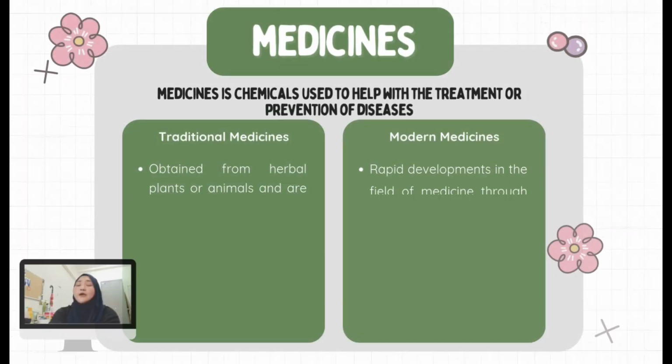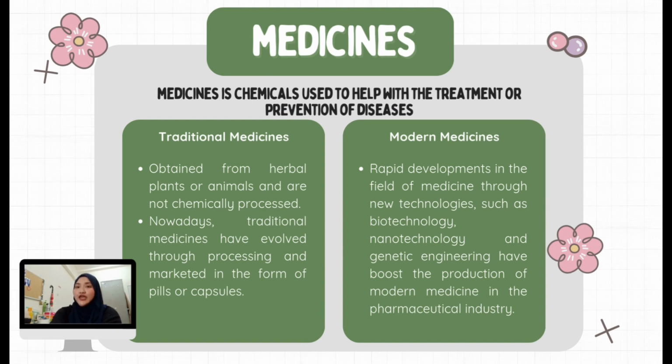What is medicine? Medicine is a chemical used to help with the treatment or prevention of disease. Medicine has two types, which are traditional and modern. Traditional medicine is obtained from herbal plants or animals and is not chemically processed. Nowadays, traditional medicine has evolved through processing and is marketed in the form of pills and capsules.